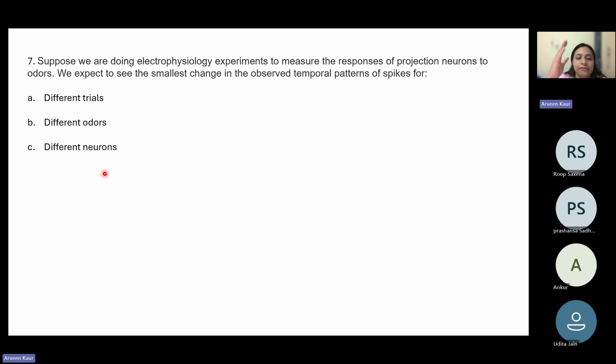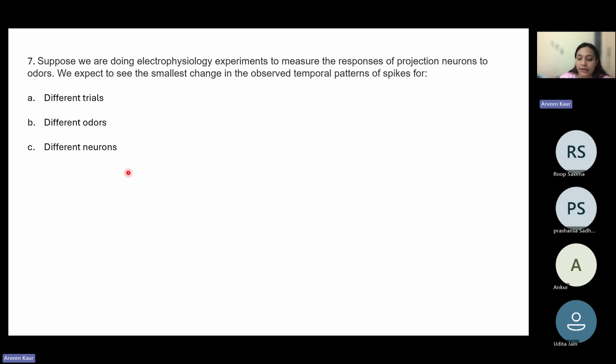So where will we see the smallest change with respect to time of the spikes, right? Is it with different trials? Once I do it, then again I do it, then again I do it, or with different odors. That once I'm giving a citrus odor, once I'm giving a very pungent odor, once I'm giving a very fruity odor, right? Or with different neurons. That once I'm doing it for the mushroom body, once for the Purkinje, once for the projection neuron, etc. Right? So which one will have the least change with respect to temporal patterns?